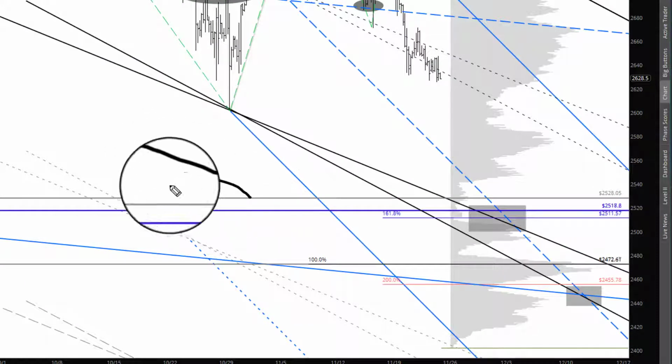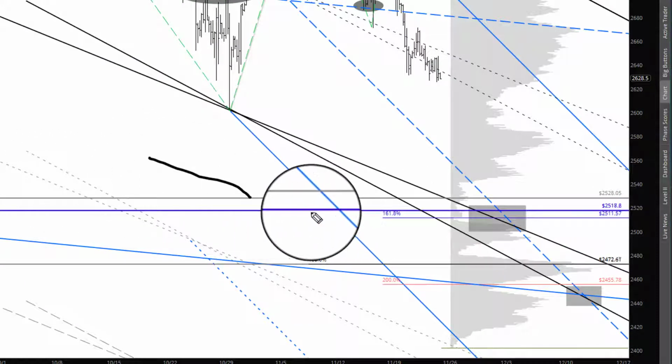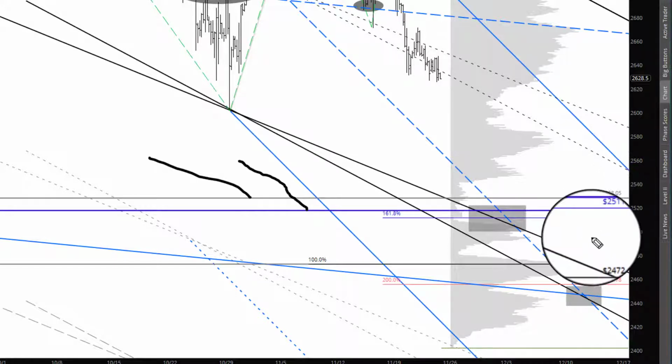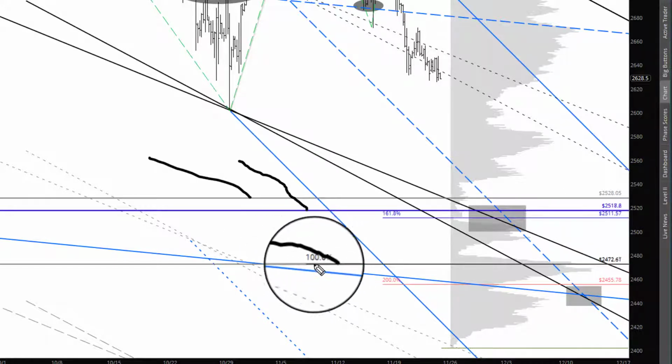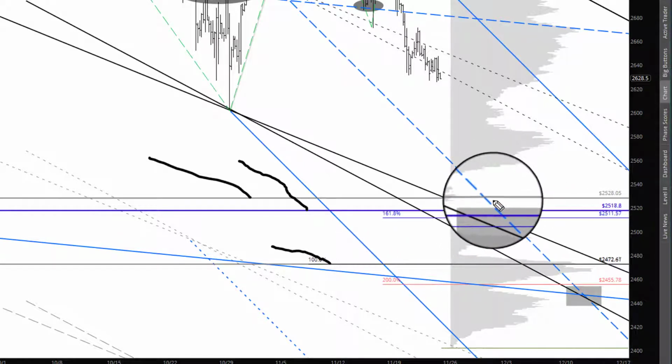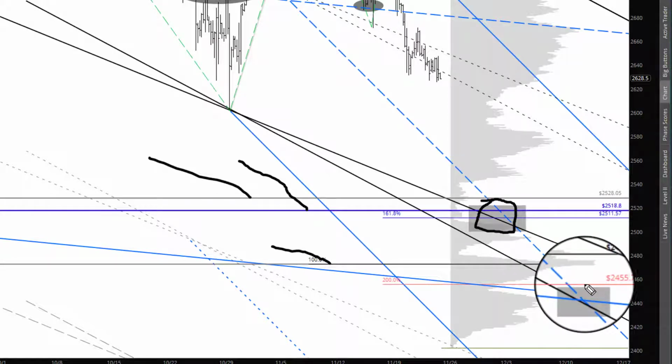So this line is the previous low. This line is the low volume node down around 25.20. This line is the 100% mark for the ABC pattern. And then you have these areas here where you have trend lines coming together. This area down here where trend lines are coming together.